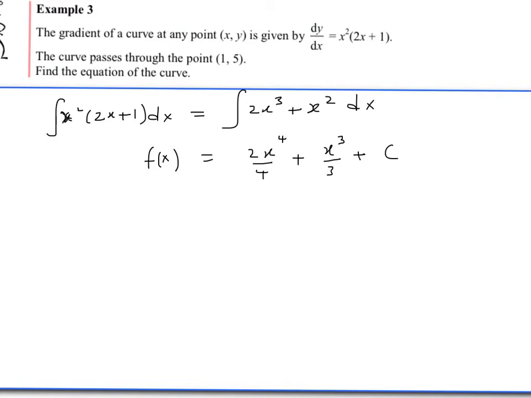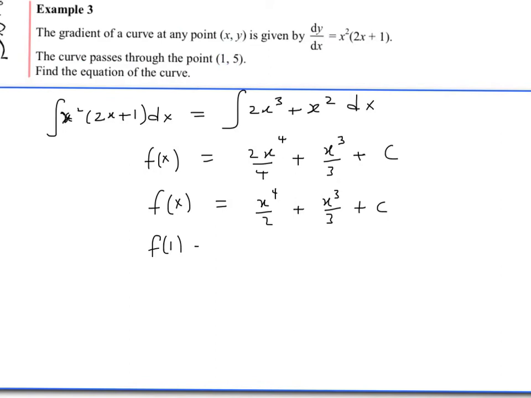We can maybe tidy this up just by putting that in a simpler form. So you've got x to the power 4 over 2 plus x cubed over 3 plus c. So let's put that down as f(x). Now we've got another bit of information, and that's that when x equals 1, y equals 5. So let's substitute that in.